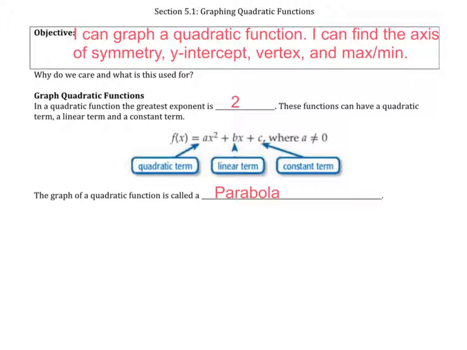In a quadratic function, the greatest exponent is 2. These functions can have a quadratic term, a linear term, and a constant term. And there's a little chart showing you what these are going to be looking like. The graph of a quadratic function is called a parabola.